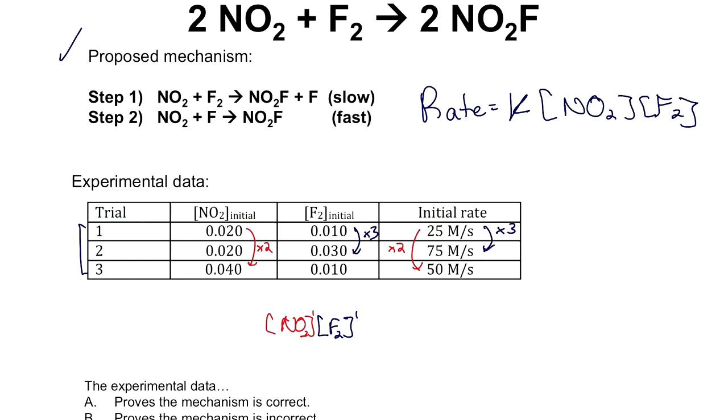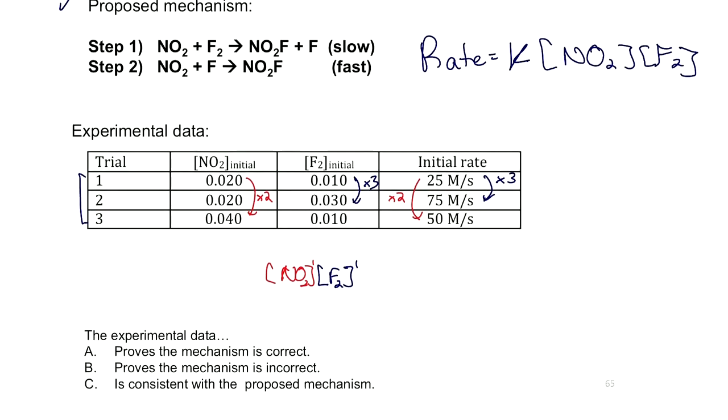So is this data consistent with the proposed mechanism? What's the answer? Is it A, B, or C? C, yeah. Note how I did not say it proves the mechanism's correct. We can't prove stuff's correct because we can't see atoms. That's it. It's just a subtlety on language here.